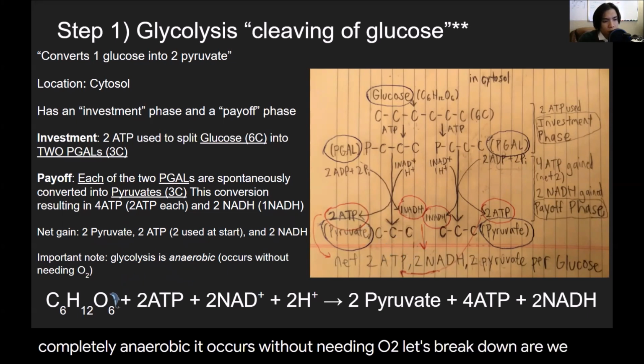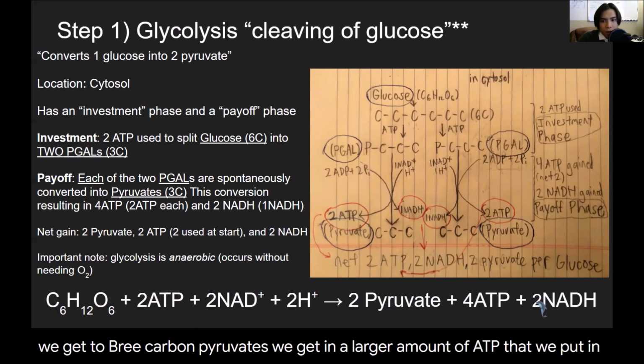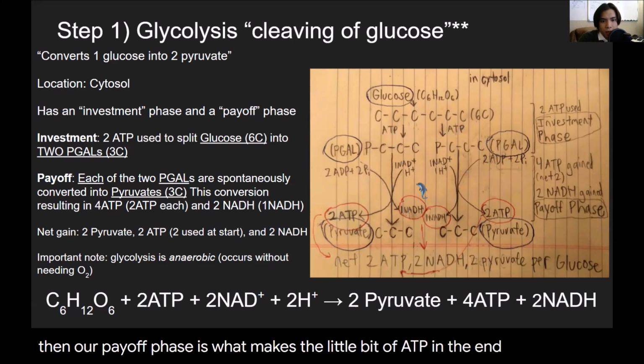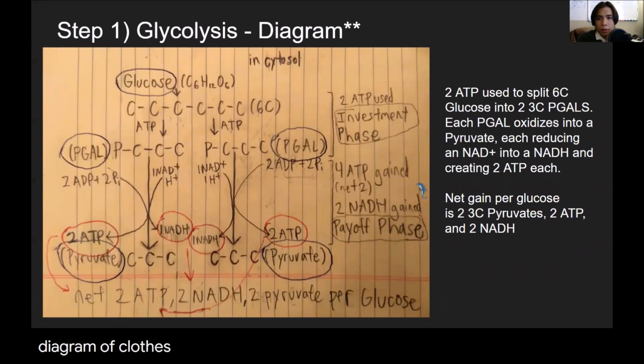Let's break down our reaction over here. We have our glucose molecule, we use some ATP, and out of it we get 3-carbon pyruvates. We get a larger amount of ATP than we put in, and we get NADH. So we have our investment phase to energize it a little bit, and then our payoff phase is what makes the little bit of ATP and the NADH. Here's a diagram up close. It might be useful to look at it later.